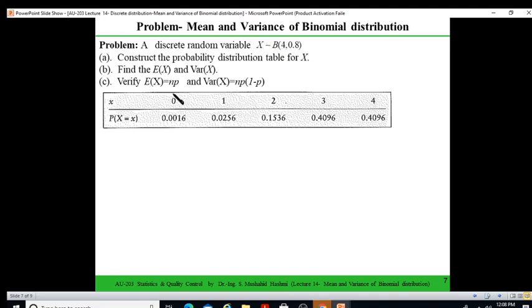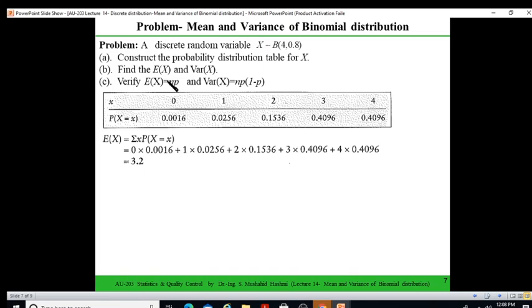If you calculate the corresponding probability by substituting into the formula for the probability mass function, so 4 combination 0 and then 0.8 to the power 0 times 1 minus 0.8, meaning 0.2, to the power 4, you get this number, and then when x is 1 you get this number. So this is how you can make a probability distribution table, and you can plot it as well.